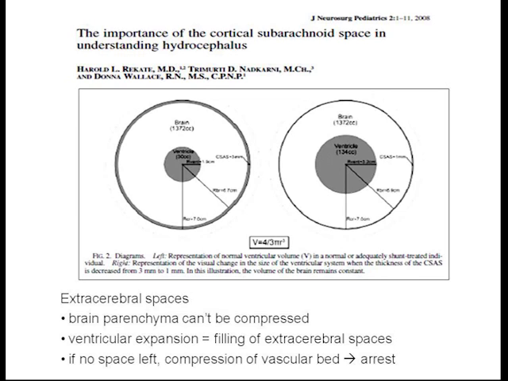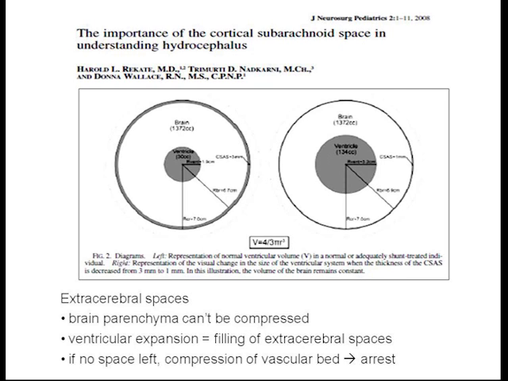This is a model that was made by Harold Rekate a few years ago, and he demonstrated that if you conceive a brain that would be a sphere with a ventricle of 30 milliliters, something like that, with a 3 millimeter pericerebral space, and you decrease the pericerebral space to 1 millimeter, then the ventricles become 134 milliliters. So when you see a ventricular dilatation, that means that you are just seeing the filling of the pericerebral spaces.